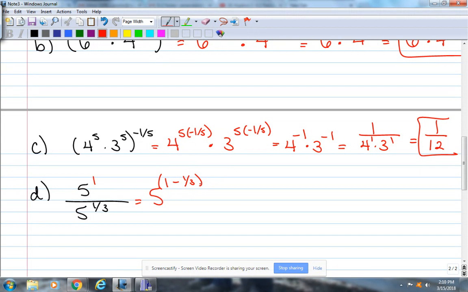Now what is 1 minus 1/3? 1 whole minus 1/3. It'd be 2/3, right? If I have 1 whole and I take a third away, I have 2/3 left, right? So 5 to the 2/3. And can I take a cube root of 5? No. So there's my answer.